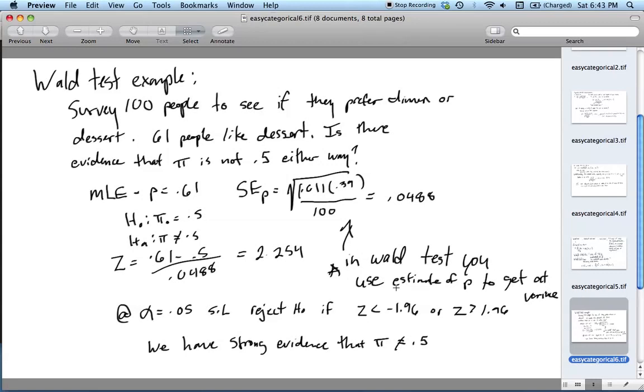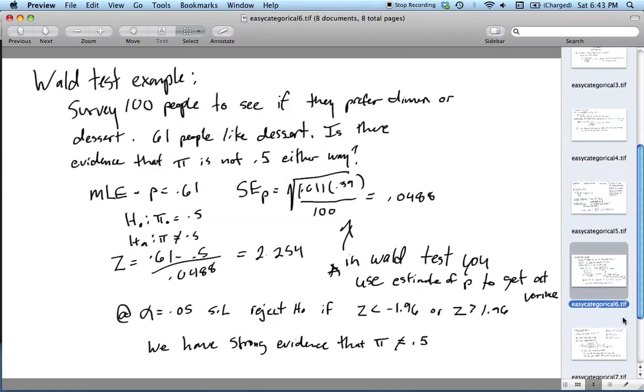What do I have here? In a Wald test, you use the estimate of p to get its variance. Well, of course you do. That's my definition of the Wald statistic. That's what it is. Okay.